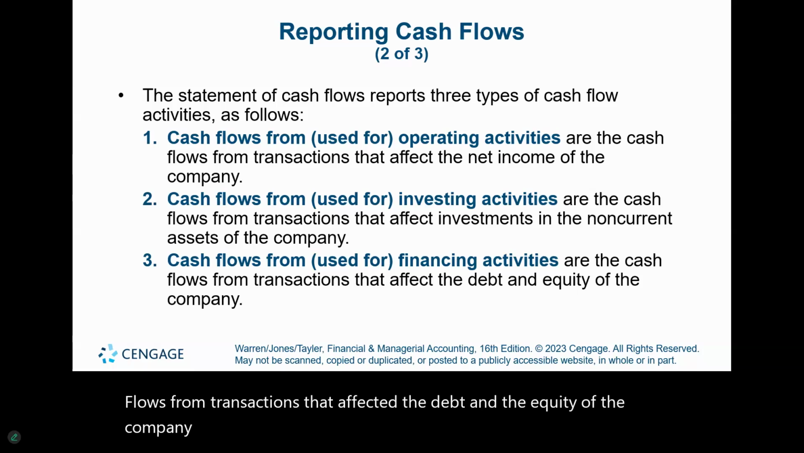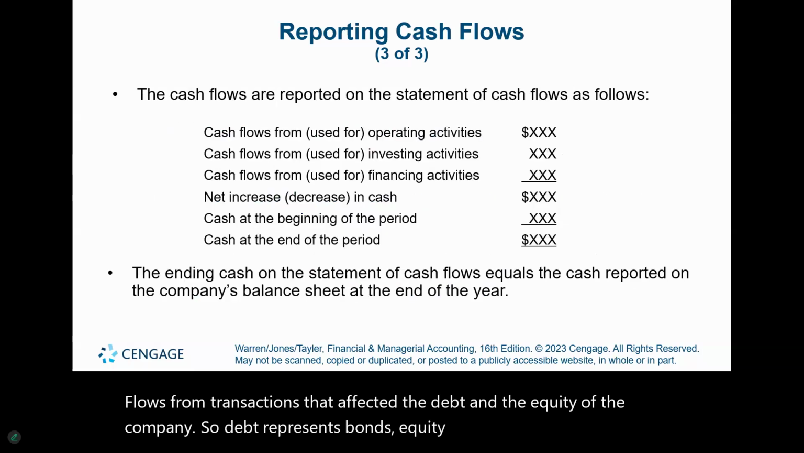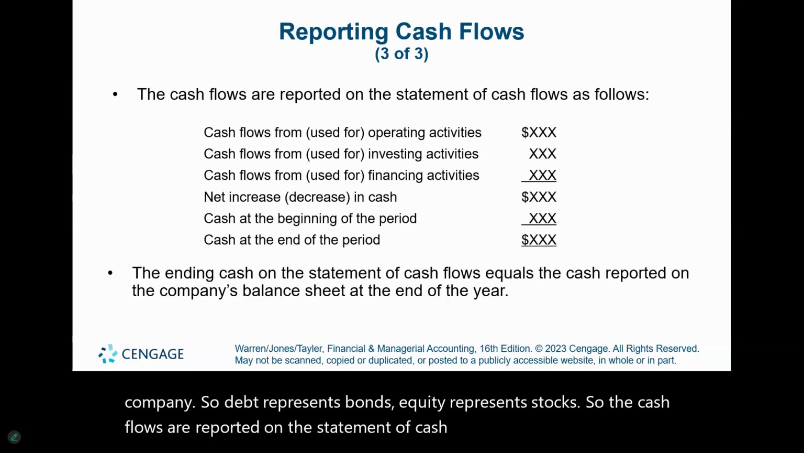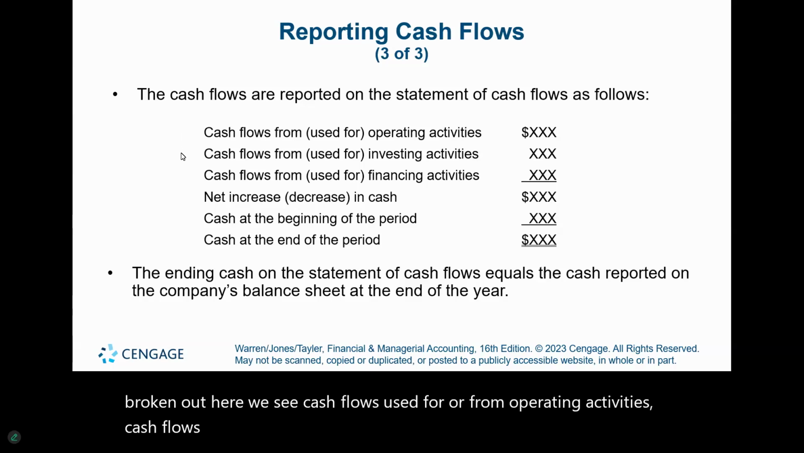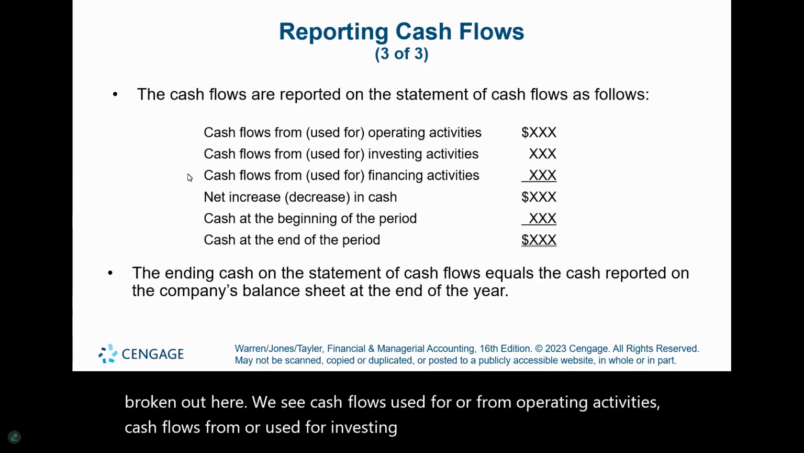So debt represents bonds, equity represents stocks. So the cash flows are reported on the statement of cash flows as follows. So again, it's broken out. Here we see cash flows used for or from operating activities, cash flows from or used for investing activities, cash flows from or used for financing activities.